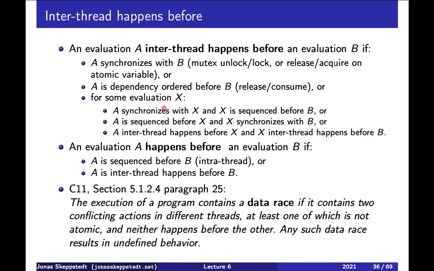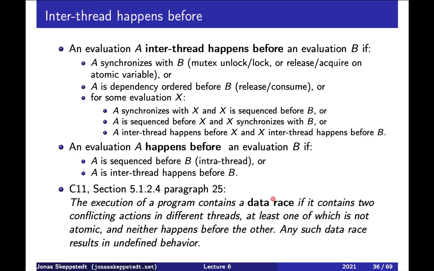And as well for transitivity, that A synchronizes with X and X is sequenced before B, then A inter-thread happens before B, or that A is sequenced before X and X synchronizes with B, or A inter-thread happens before X and X inter-thread happens before B. Okay, so now we come to the important thing in the C standard, namely an evaluation A happens before an evaluation B if for one thread A is sequenced before B, or between threads A inter-thread happens before B. So if these are satisfied, then we have no data race.